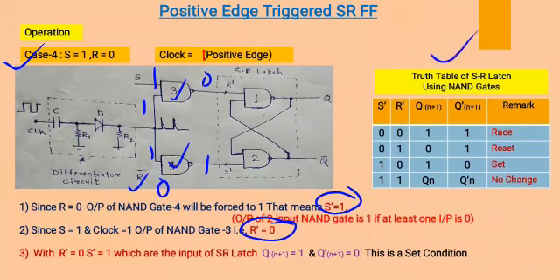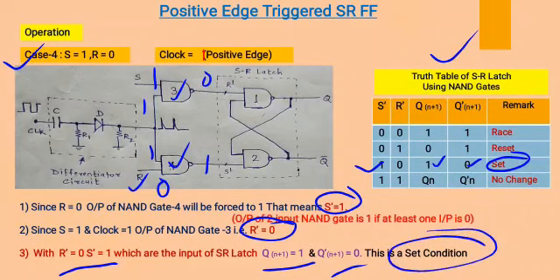So if we observe this truth table, when R dash is 0 and S dash is 1, Q will become 1 and Q complement will become 0. That is, we get the set condition of the output. So we can conclude that with R dash 0 and S dash 1, which are the inputs of the SR latch, Q will become 1 and Q complement will become 0, which is a set condition. Hence with S equal to 1, R equal to 0 and a positive edge of the clock pulse, the output of the SR flip-flop is going to set, meaning Q will become 1 and Q complement will become 0.